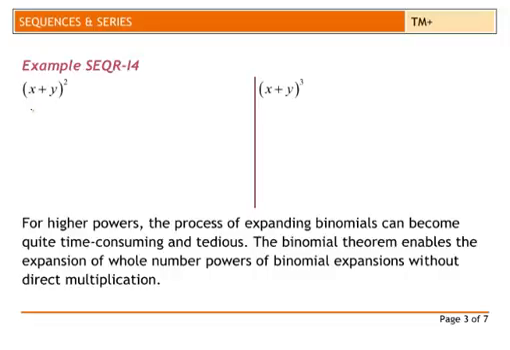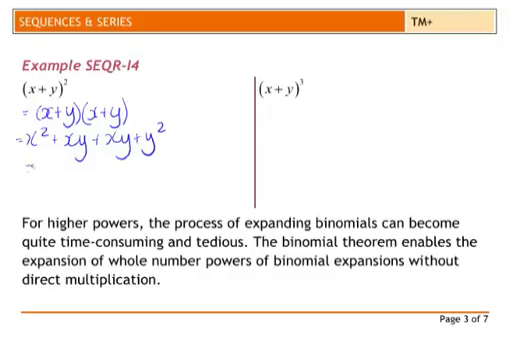Here you've got x plus y all squared, so that's going to be x plus y times x plus y, which expands to give x squared plus xy plus xy plus y squared, which is x squared plus 2xy plus y squared. In quadratics you would have just gone from here to here.